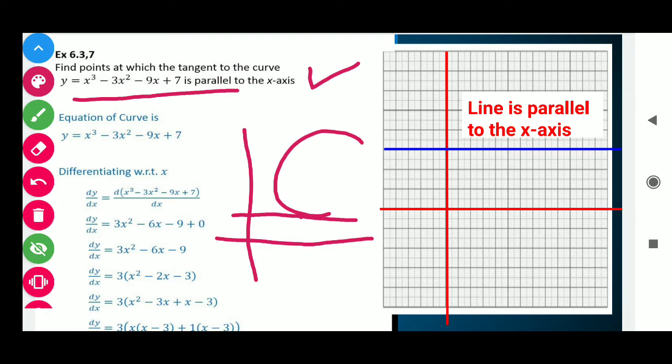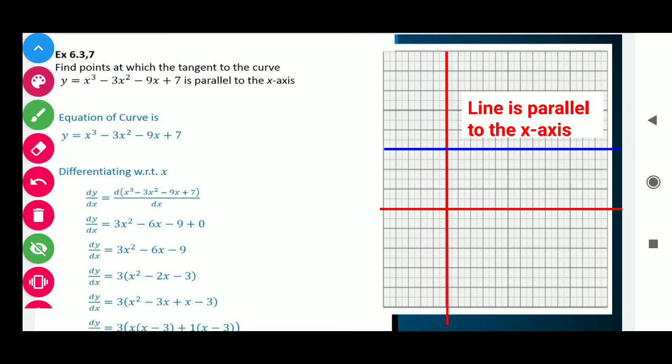So students, let's start. The equation of the curve is y equals x cubed minus 3x squared minus 9x plus 7. So differentiate this, we get 3x squared. You can see here the derivative of minus 3x squared is minus 6x, the derivative of minus 9x is minus 9, and 7 is a constant, so it is 0. So students, in this way we get the derivative dy over dx is 3x squared minus 6x minus 9.